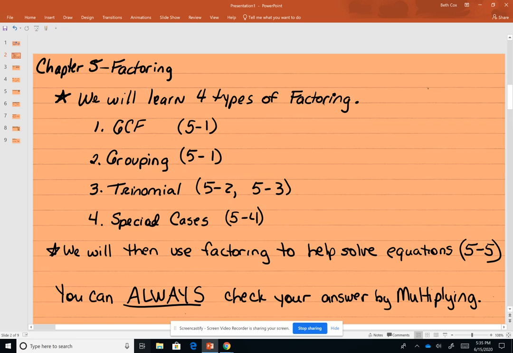And when it comes to factoring, you can always check your answers by multiplying. So today we're going to do GCF factoring. Okay, here we go.